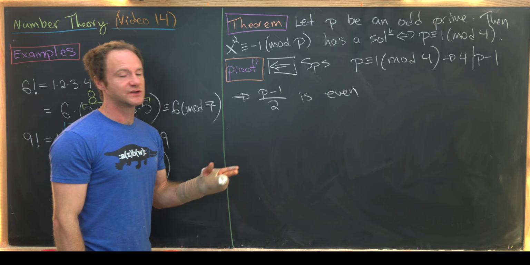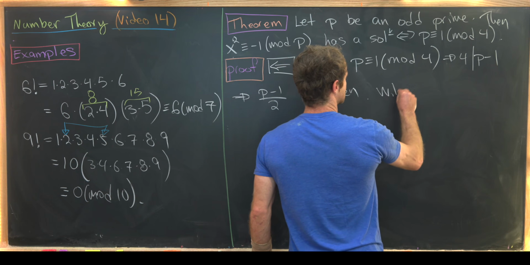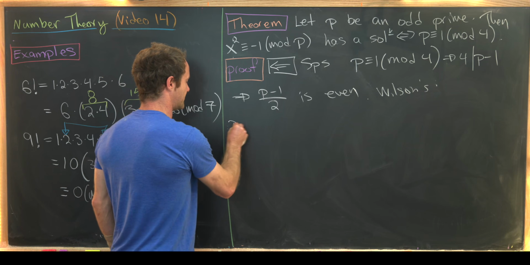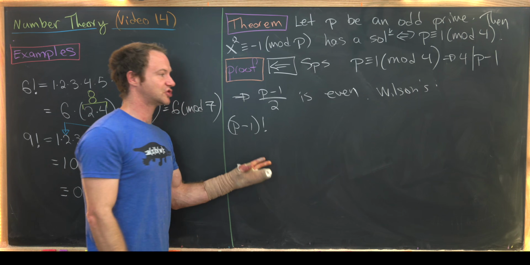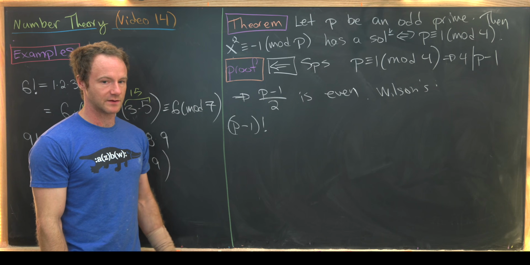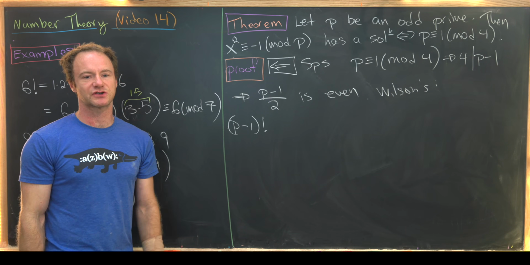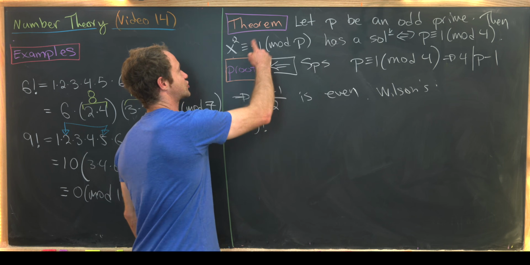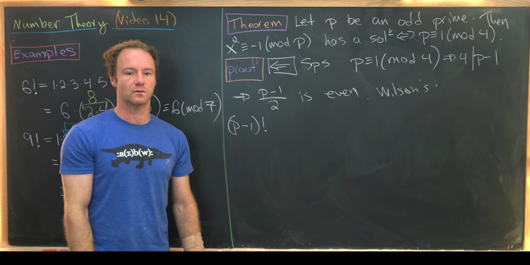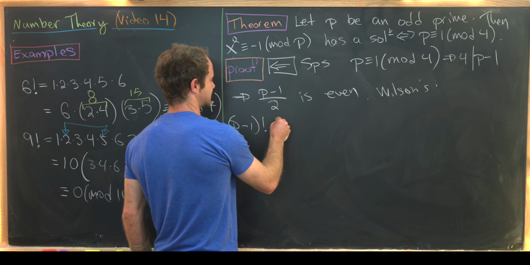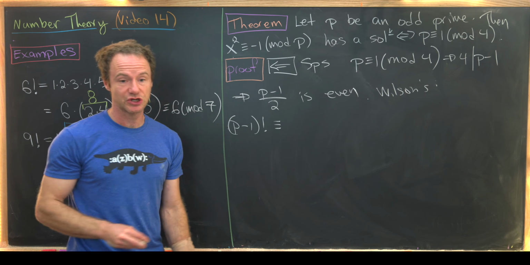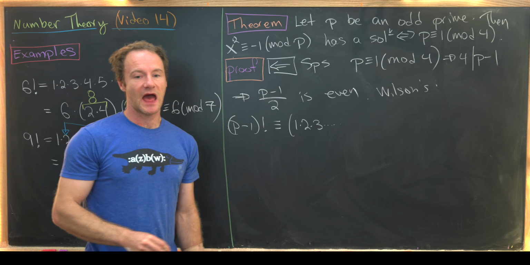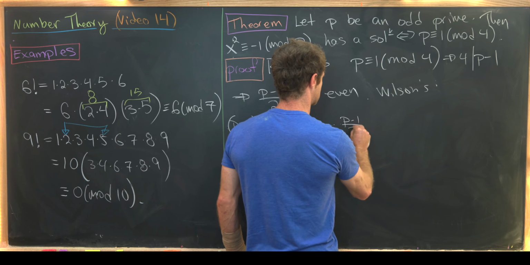Okay, great. So now we want to look at Wilson's theorem. Wilson's theorem tells us the following. First of all, that p minus 1 factorial should be congruent to minus 1 mod p. But we're going to take this p minus 1 factorial and write it in a fancy way so that we in fact construct this square root of minus 1. So let's write it like this. This is going to be congruent to 1 times 2 times 3, ending at p minus 1 over 2.